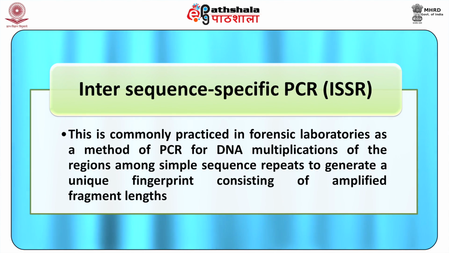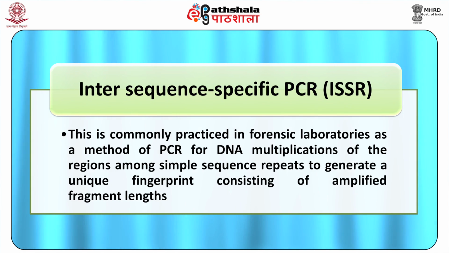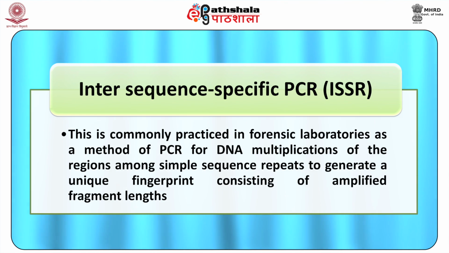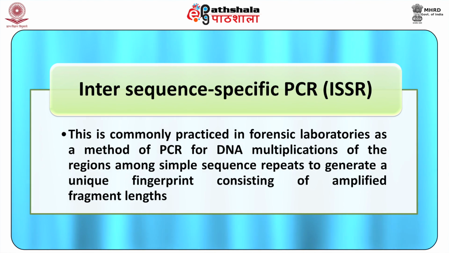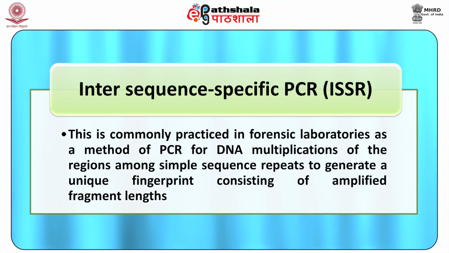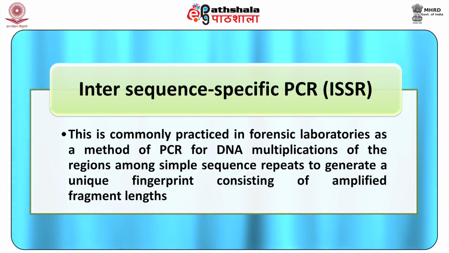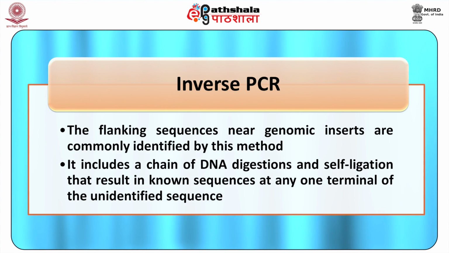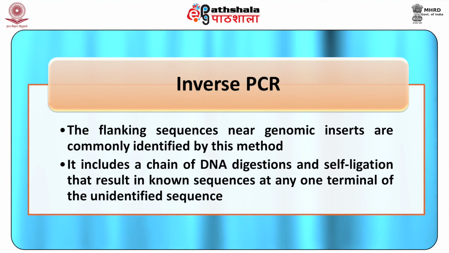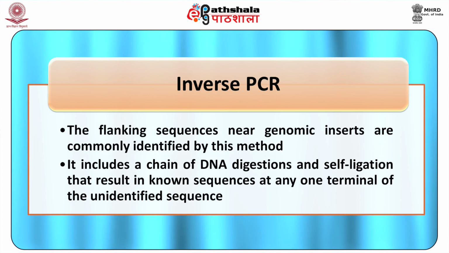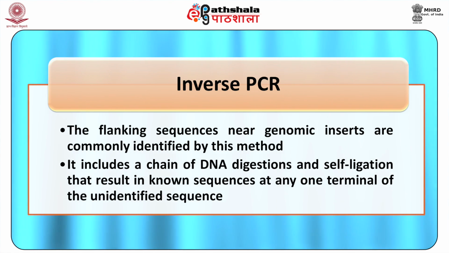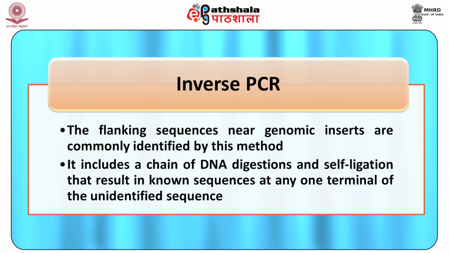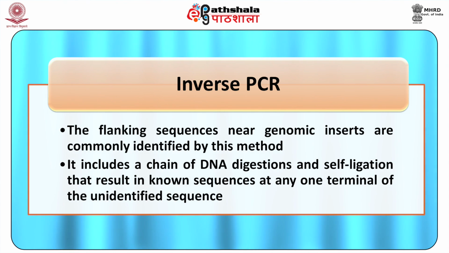Inter-sequence specific PCR, also called ISSR. This is commonly practiced in forensic laboratories as a method of PCR for DNA multiplication of the regions among simple sequence repeats to generate a unique fingerprint consisting of amplified fragment lengths. Inverse PCR. The flanking sequences near the genomic inserts are commonly identified by this method. It includes a chain of DNA digestions and self-ligation that results in known sequences at either terminal of the unidentified sequence.